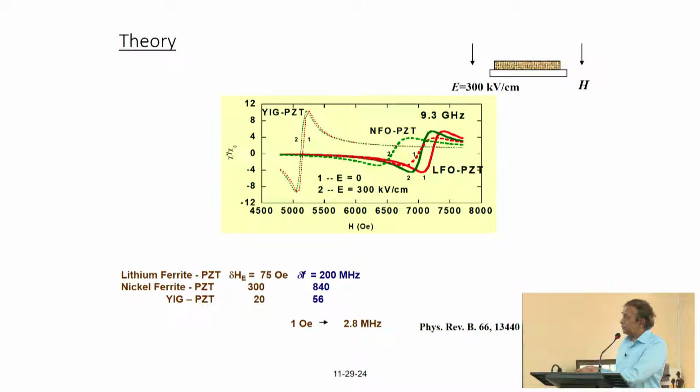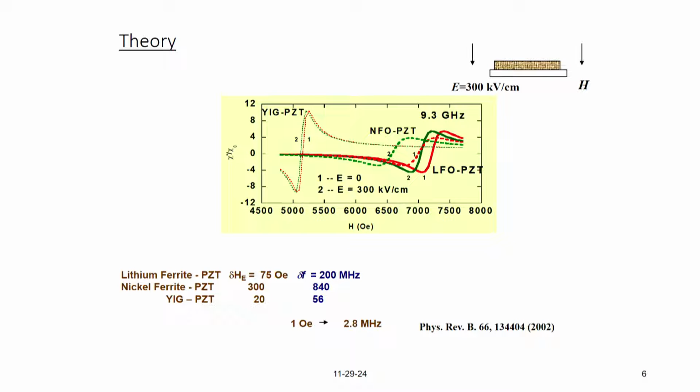So, you can find the converse magnetoelectric coefficient for each and every case. For YIG, it is 20 divided by 300, it's rather small. For nickel ferrite, it's about 1 Oersted centimeter per kilovolt, and it's a little bit smaller for lithium ferrite, which is 75 over 300, that's 0.25 Oersted centimeter per kilovolt.